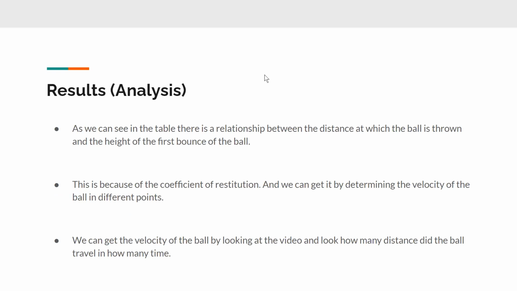So the results of my analysis, as we can see in the table, show there is a relationship between the distance at which the ball is thrown and the height of the first bounce of the ball. This is because of the coefficient of restitution, and we can get it by determining the velocity of the ball at different points. We can get the velocity of the ball by looking at the video in slow-mo and seeing how much distance the ball traveled in how much time.